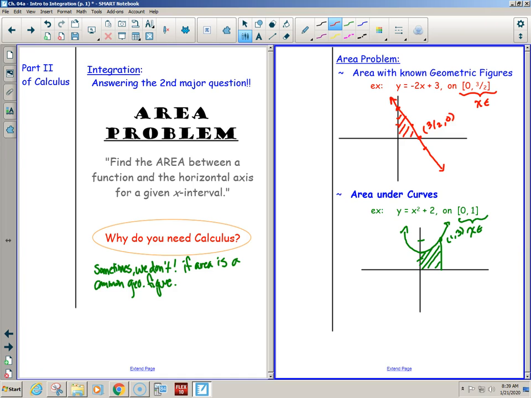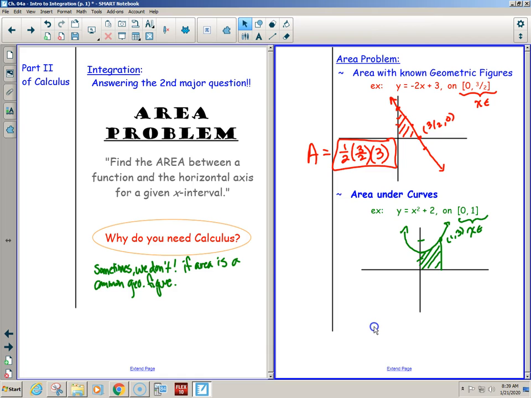Which area can I find perfectly and exactly? Triangle. Yes! 1/2 base times height. My height is 3 because of the intercept. My base is 3 halves because of the other intercept. I have 1/2 times base times height. Area equals perfectly. Done.